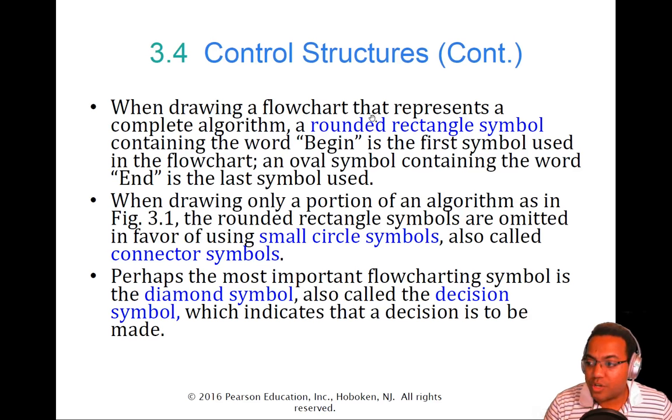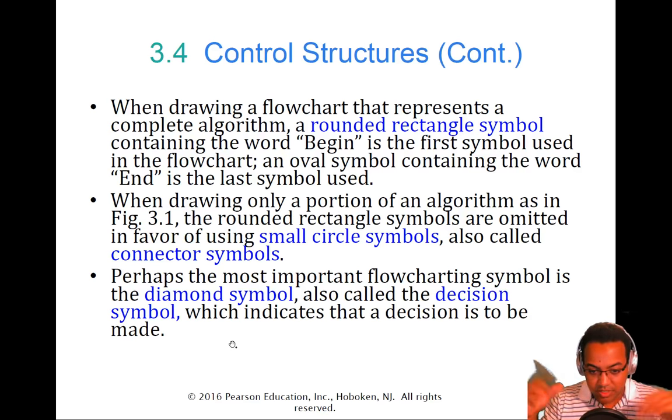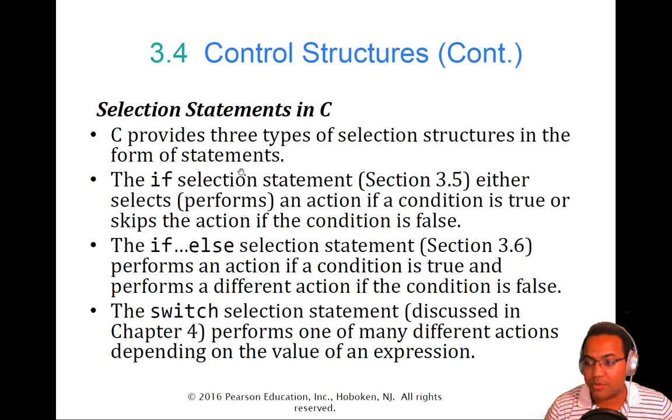When drawing a flowchart that represents a complete algorithm, use a rounded rectangle symbol for the start and end. Remember begin and end, start and end, from the last chapter. Perhaps the most important flowcharting symbol is the diamond, which is your decision structure. It's your if statement. If this, then that. Otherwise, do X. And you have the small symbols called the connector symbols, and those are also very important.